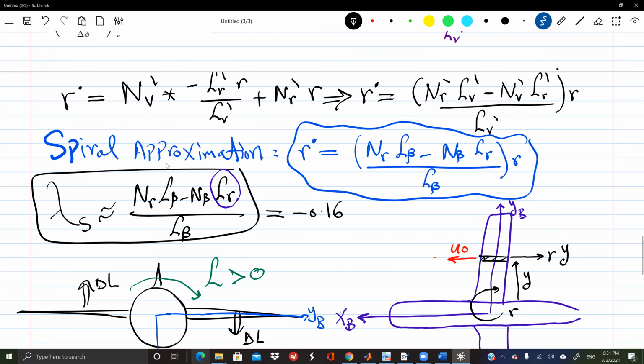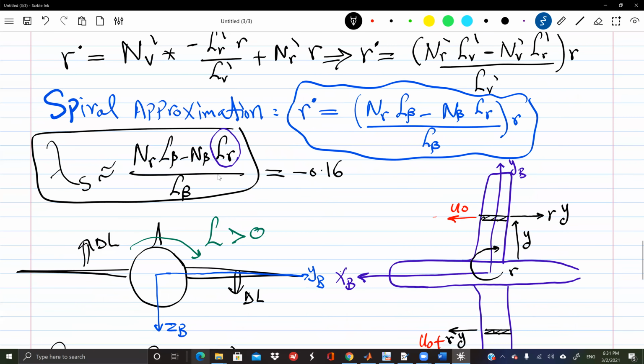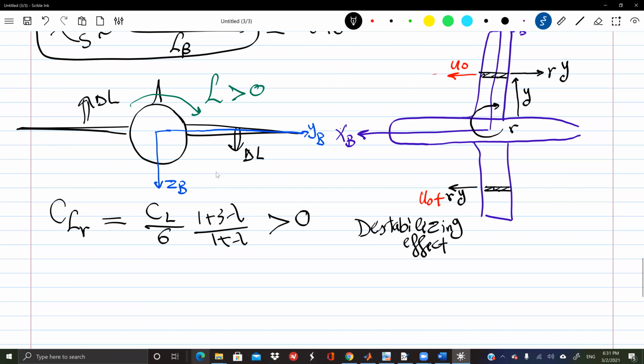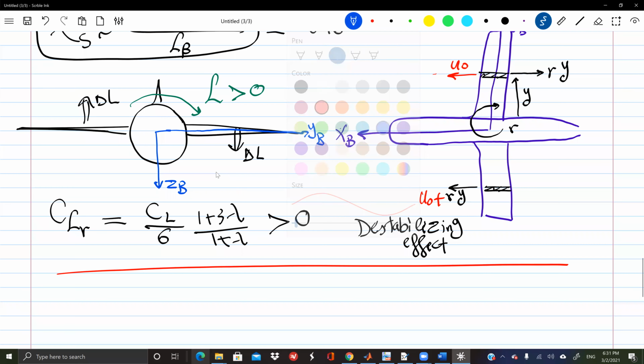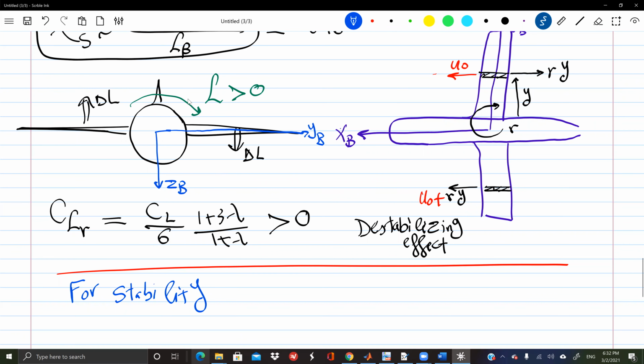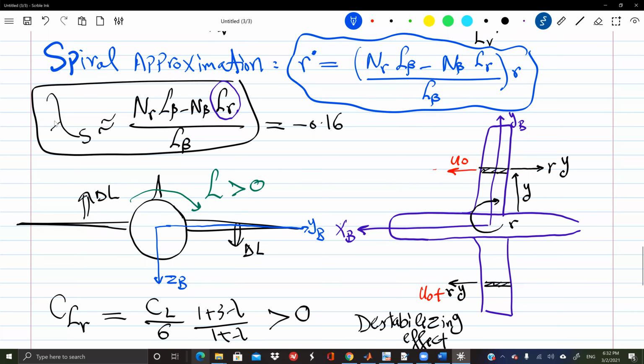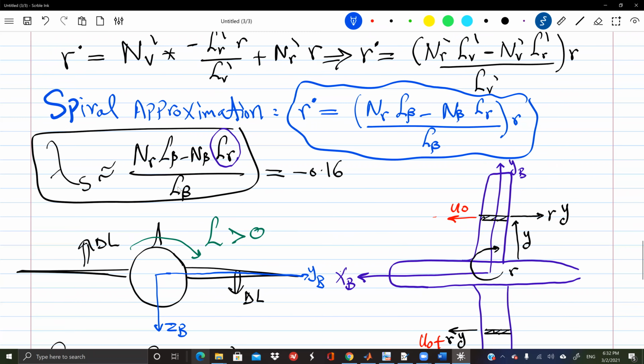Let's get back to the spiral mode. For stability of the spiral mode, we need the eigenvalue lambda to be negative or positive? Negative. Yes, very good. So we need it negative, in the left half plane. So let's look at this. I have L beta in the denominator. Anybody remember if L beta is positive or negative? Negative. Very good, Derek.